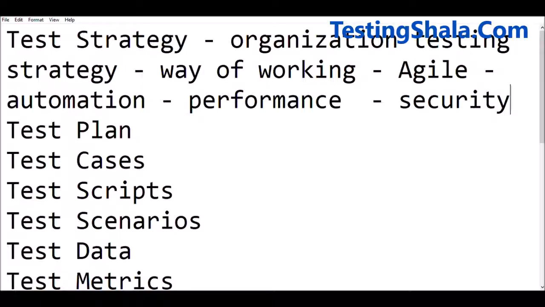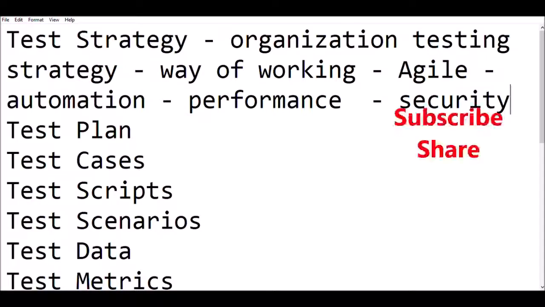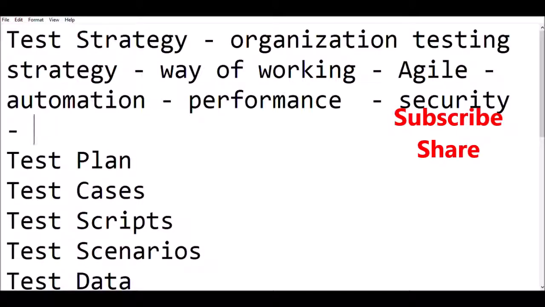Let's even talk about our entry and exit criteria. In certain organizations, they say that I should have a 95% pass rate. I should not have any major or critical defects when I'm releasing the product or an application. So there are certain guidelines or strategies being defined at the organization level. That strategy is one deliverable which you are going to make for the testing project at the organization level.